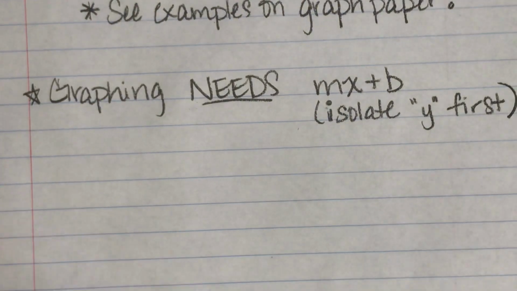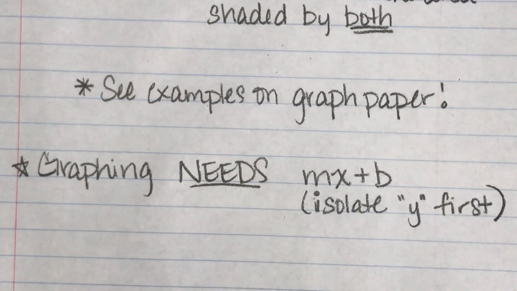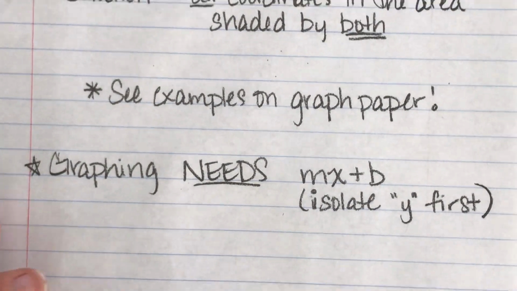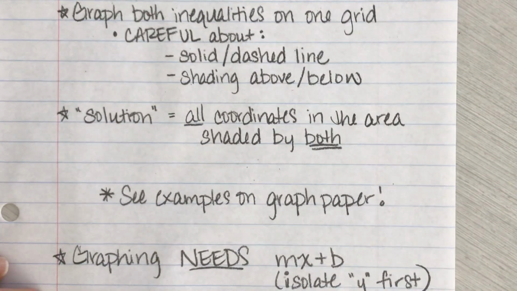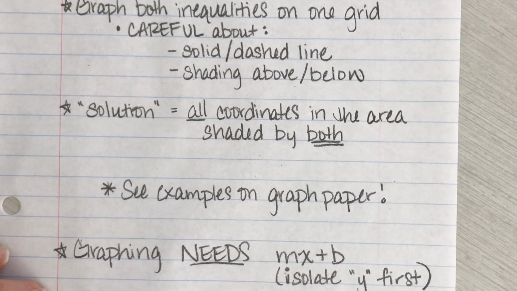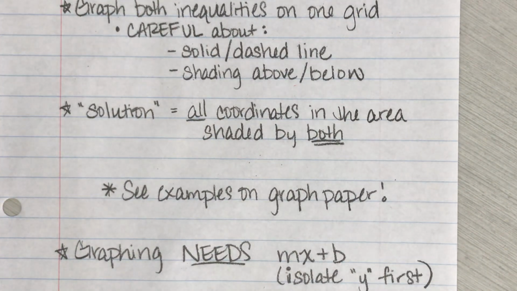So remember that graphing needs mx plus b. If it doesn't have mx plus b right off the bat, you're going to have to isolate y first to get that. Okay? So it's just really graphing and then looking at where it's shaded more than once.